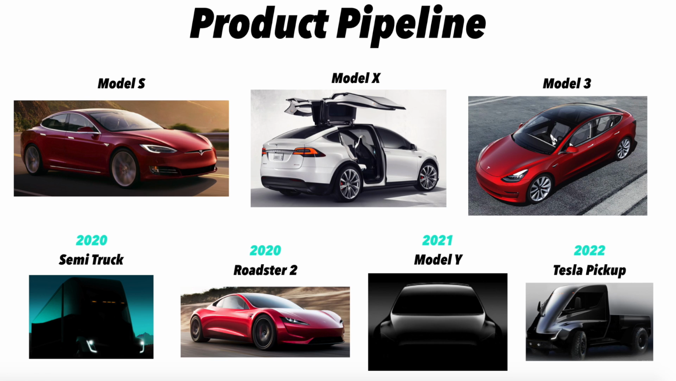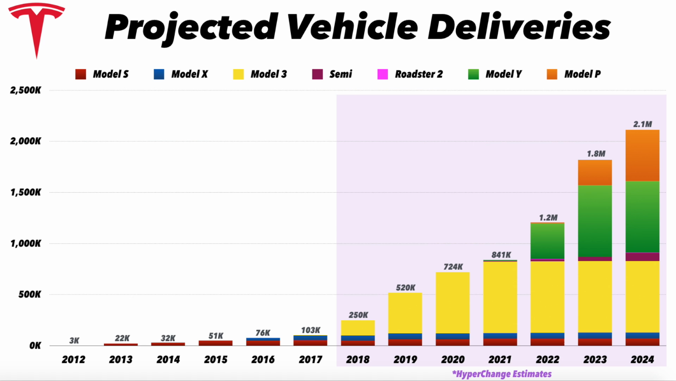Semi-truck, Roadster, Model Y, and the pickup are going to be the backbone for Tesla ramping its vehicle deliveries from 250,000 units to over 2 million units in 2024. I mean, the growth here is incredible. The Model 3 is yellow, the green is the Model Y, the orange is the pickup, and the semi is that purple number, which you can't really see, but they're selling the semi-truck for like 200 grand a pop, so even though it's less units, it's still a ton of revenue.